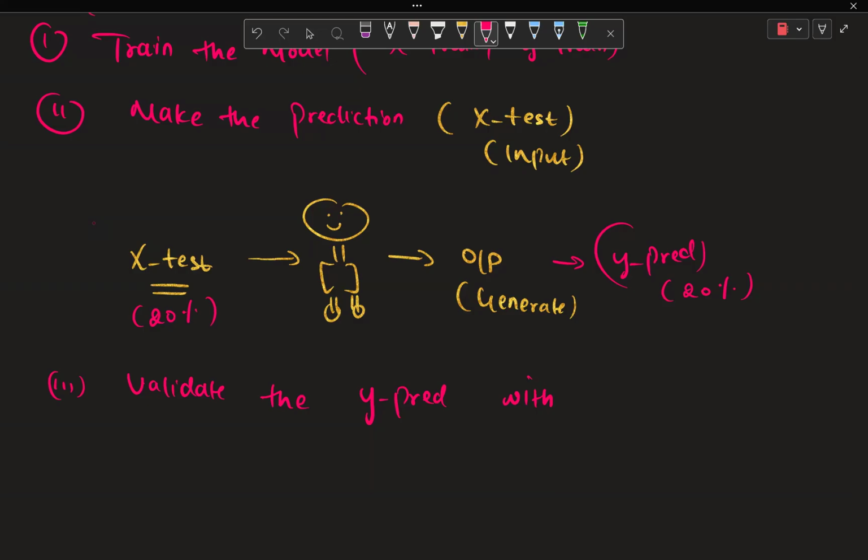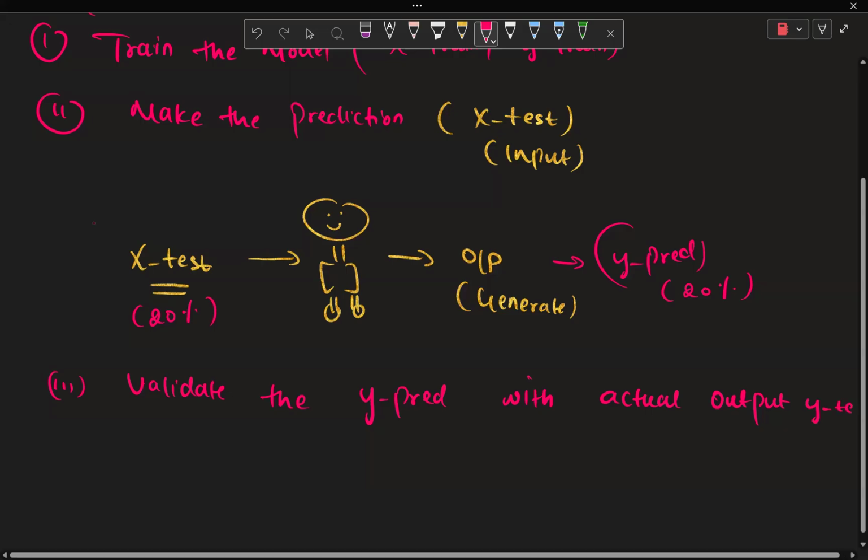So we will validate the Y pred with the actual output. What is my actual output? Y test.